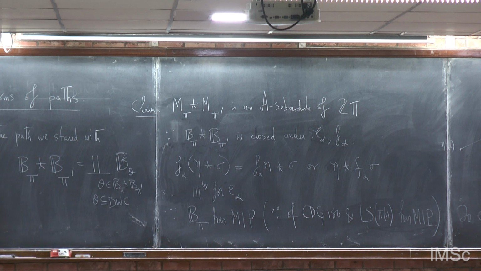So the conclusion, therefore, and now here is the jump. So using this, you can write m pi tensor m pi prime breaks up as a direct sum m theta. Theta is as above.